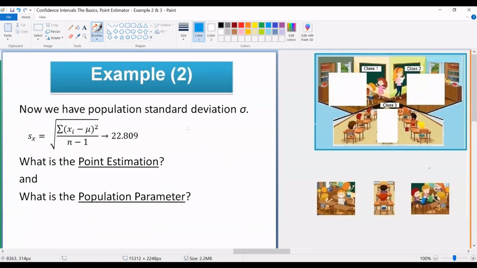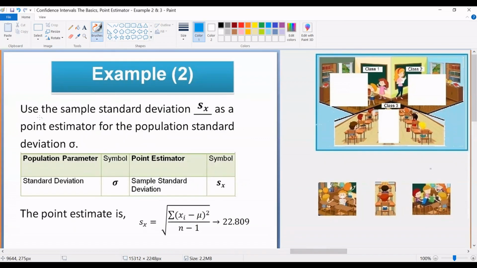So now we have the population standard deviation. But wait, this is an estimate of the population standard deviation because we only have a sampling of 10 students. So the point estimator in this case is S sub x, and the population parameter is sigma that represents the standard deviation. So we are using the sample standard deviation S sub x as the point estimator for the population standard deviation, sigma.